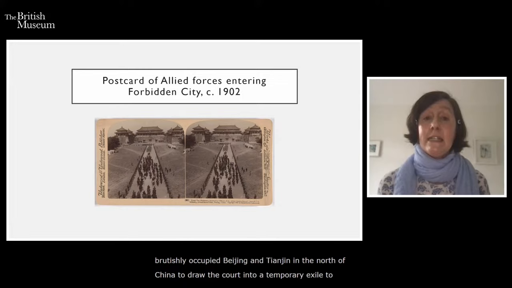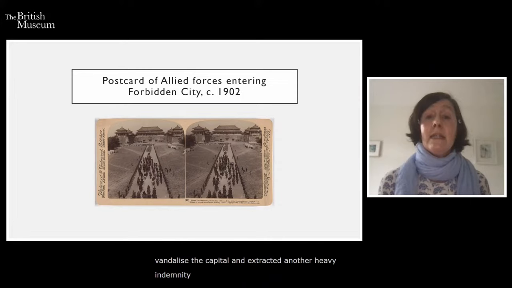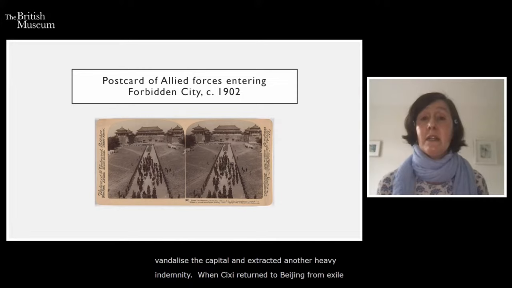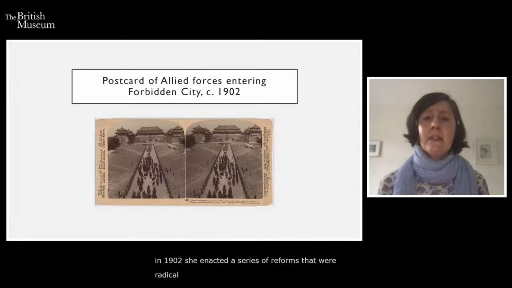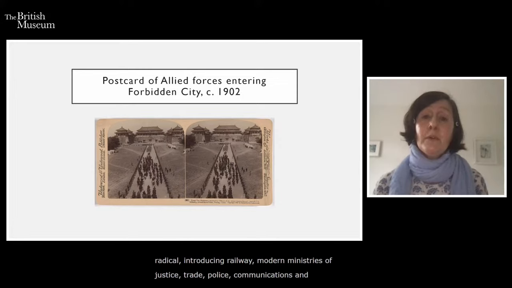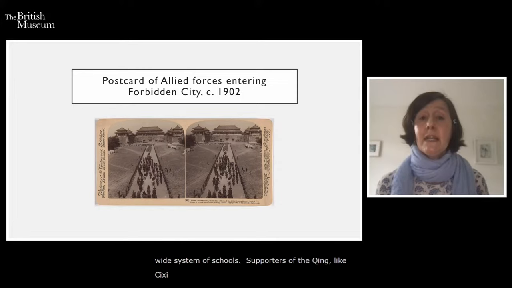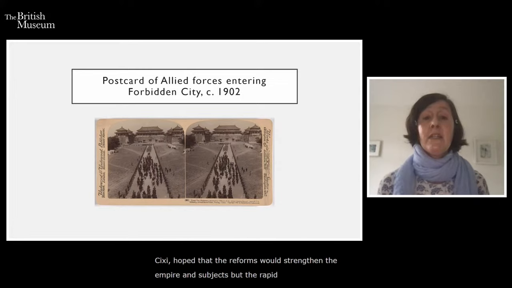When Cixi returned to Beijing from exile in 1902, she enacted a series of reforms more radical than anything suggested in the 1890s. They introduced railways, modern ministries of justice, trade, police, communications, and an empire-wide system of schools. Supporters of the Qing, like Cixi, hoped these reforms would strengthen their empire and their subjects. But this rapid modernization also spread new ideas about change that actually made many people more impatient with the old imperial system as a whole.